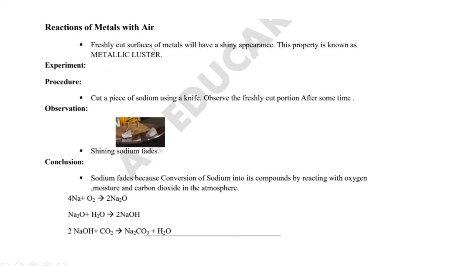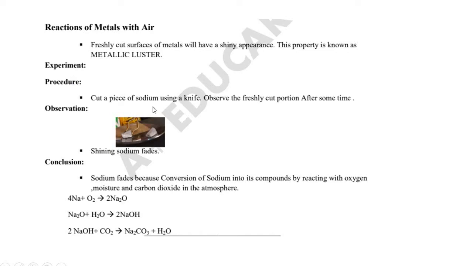Next, we learned about reactions of metals with air. First, we learned reaction of metals with water. Now, we are going to learn reactions of metals with air. The freshly cut surface of metals will have a shiny appearance. This property is known as metallic luster, that you have studied in 8th standard itself.